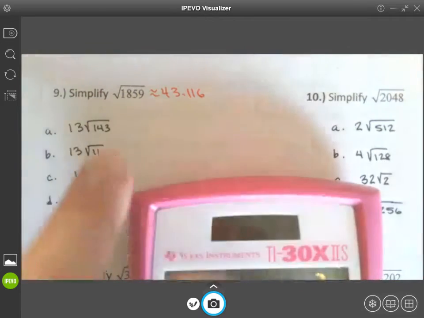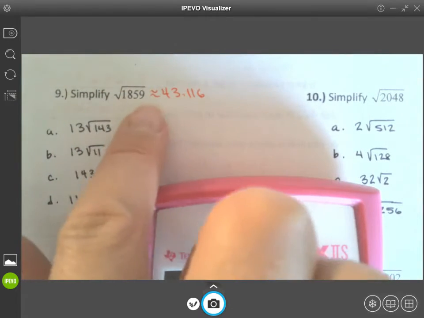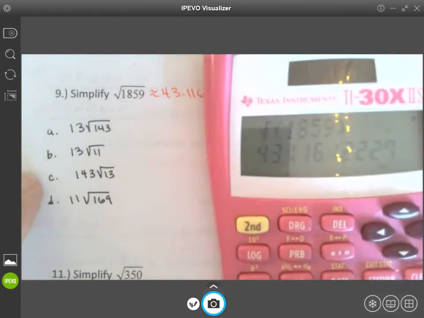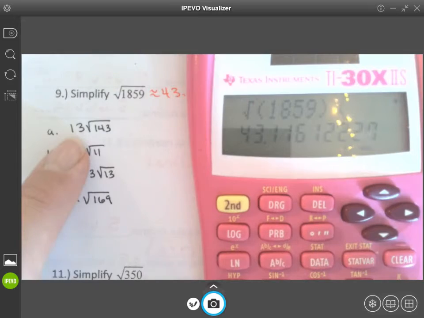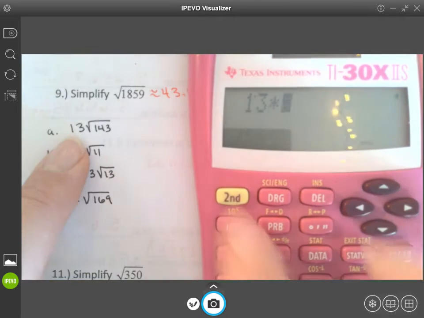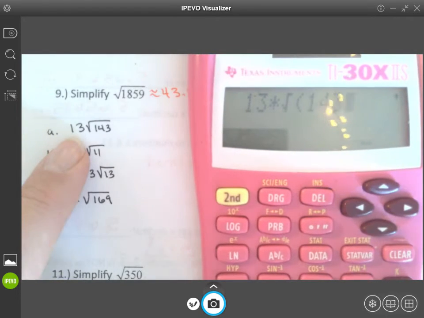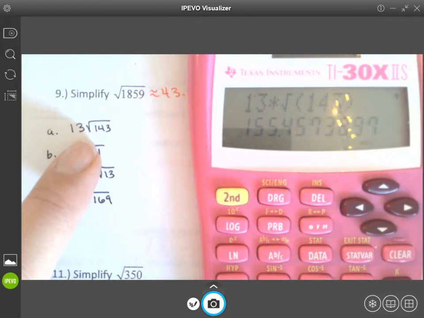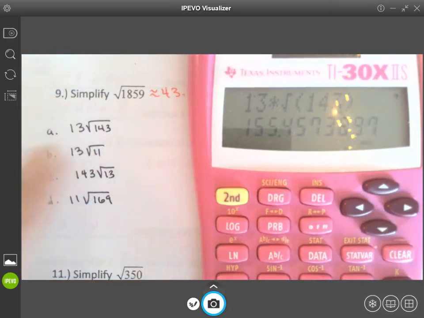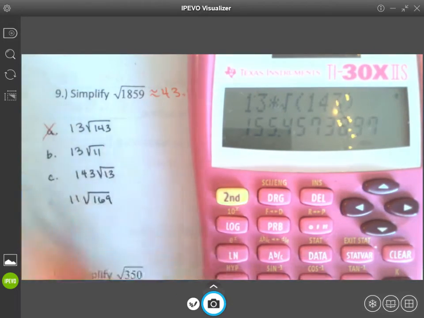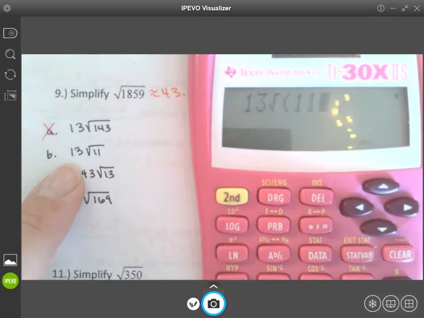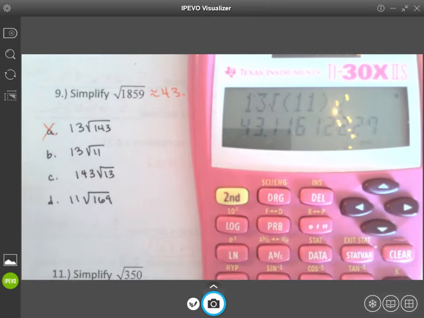Let's look. This is the approximation. Rather than me breaking down this big number and trying to find the biggest perfect square, I'm going to use my multiple choice to help me. So I created this multiple choice. This would be 13 times the square root of 143. Now, I don't get the same decimal. Do we agree? So it cannot be this. Then I'm going to go down to 13 square root of 11. And I get that same one.